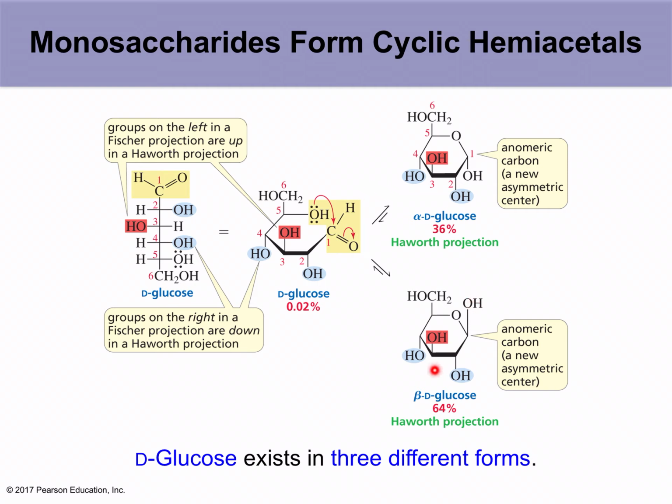Okay, so we can see that the D-glucose exists in 3 different forms. What are the 3 different forms? The Fischer projection and also the 2 types of Haworth projections. Alpha D-glucose and beta D-glucose. Beta meaning its OH group is facing up, alpha OH group facing down.